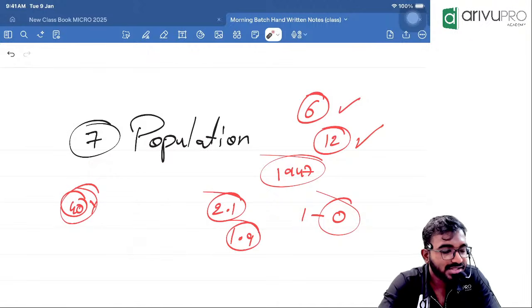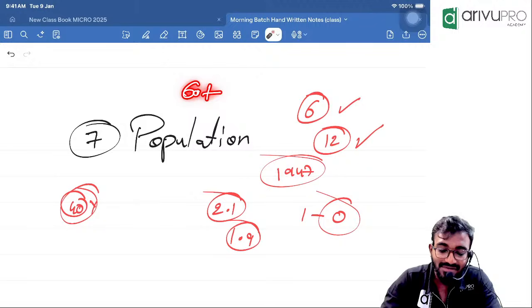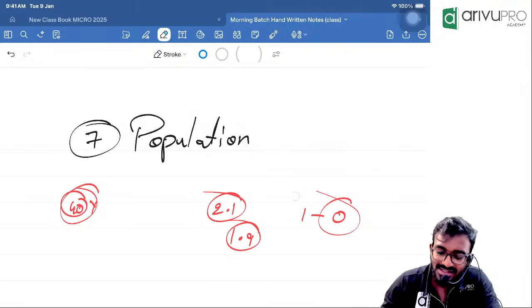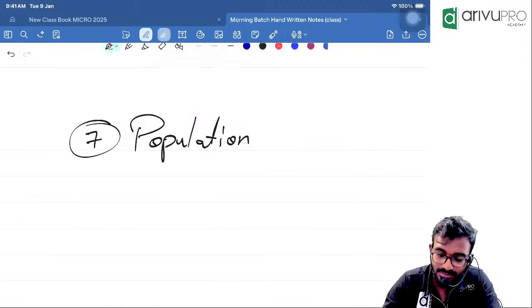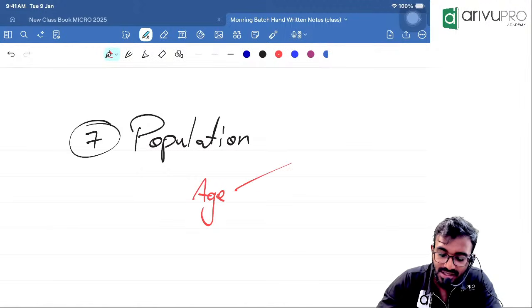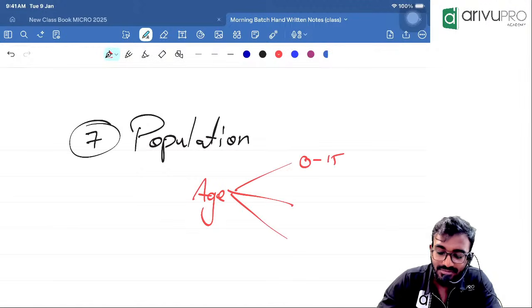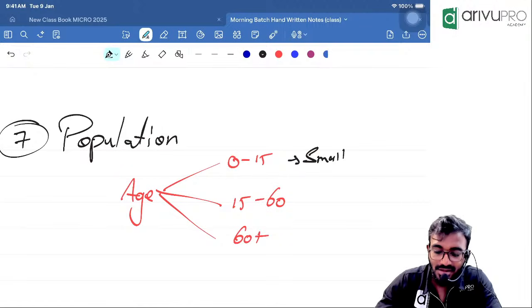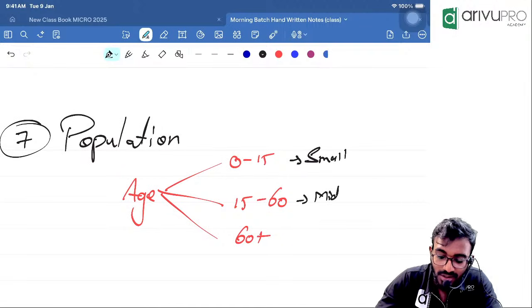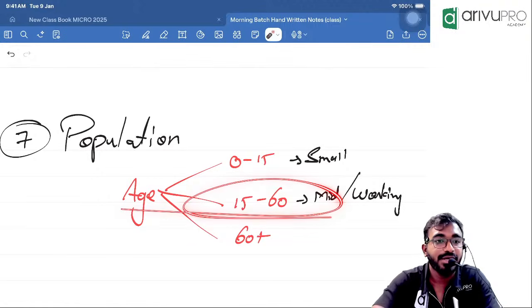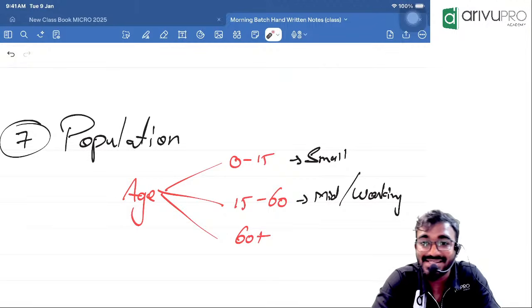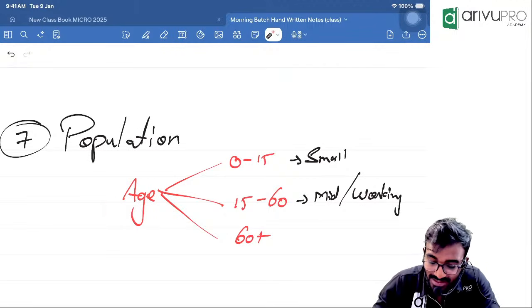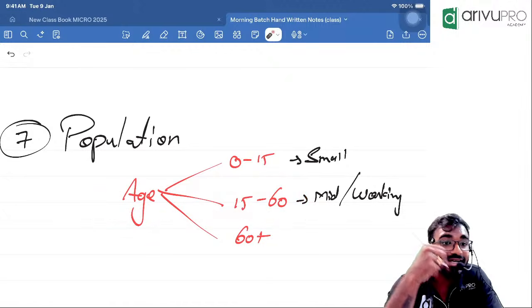And even in China, most of the population today is 60 plus. When we speak about population, let's divide it based on age group: 0 to 15, 15 to 60, 60 plus. 0 to 15 is a small age group. And this is the middle age group, or working class. In India, we have this middle age group population the highest. That is why India is also called young India. That is why the consumption rate is also very high in India.